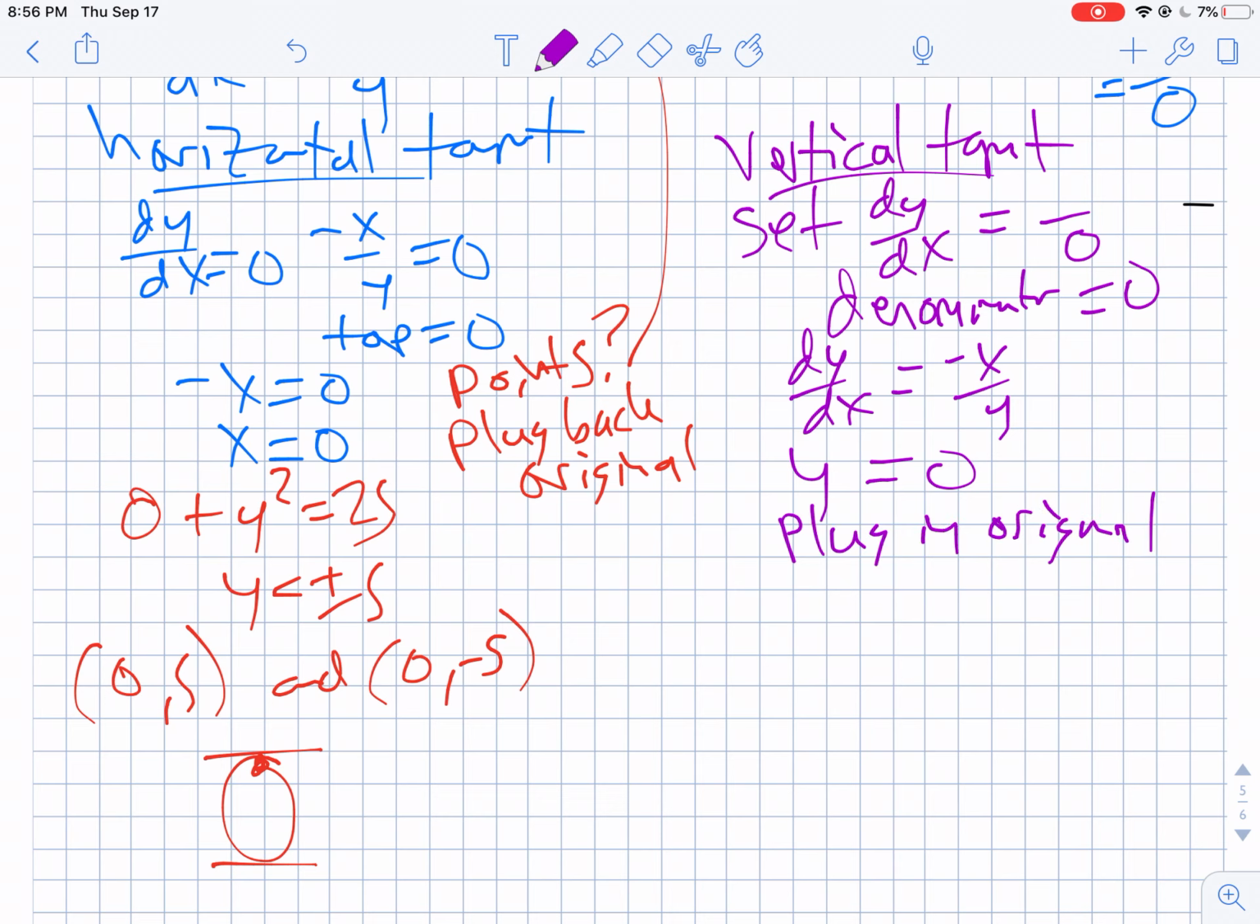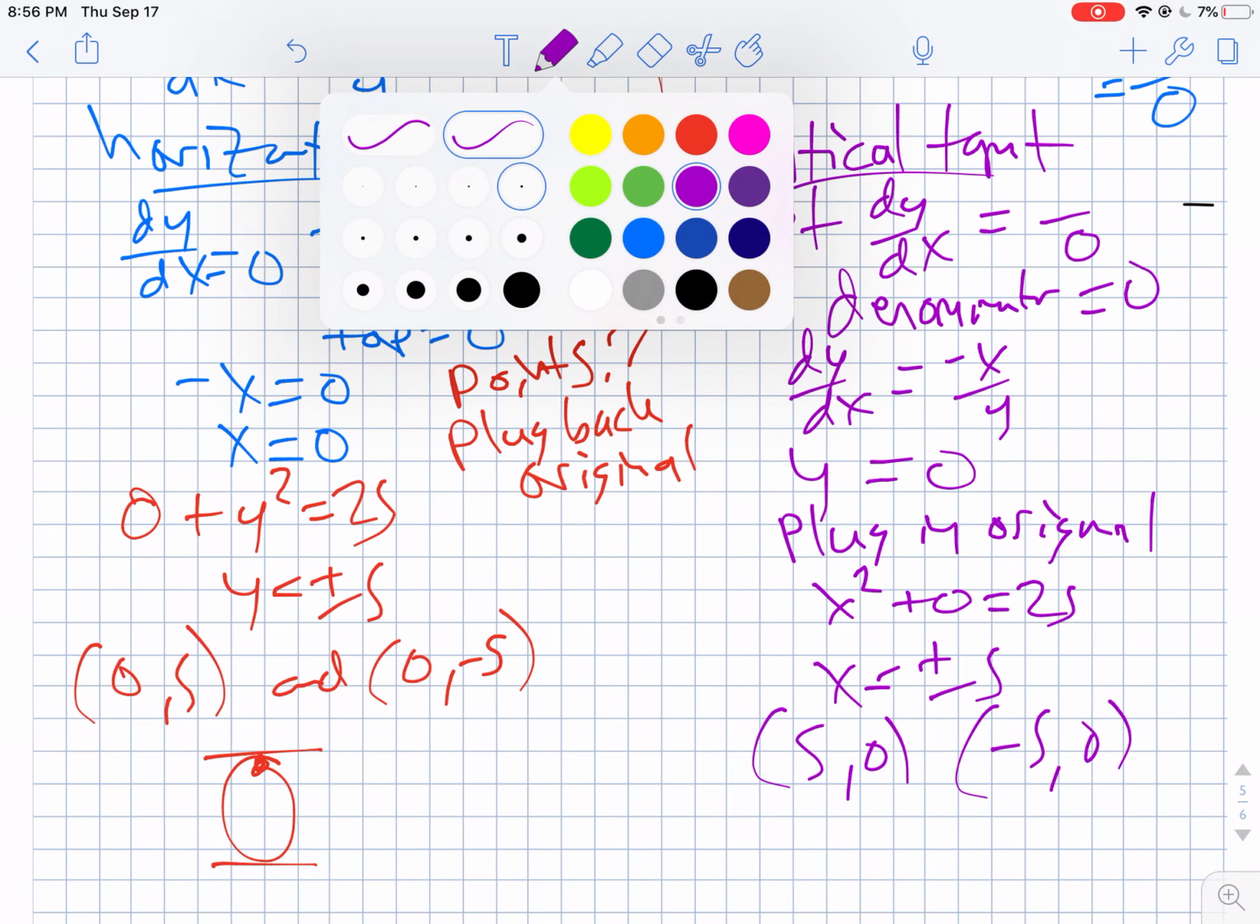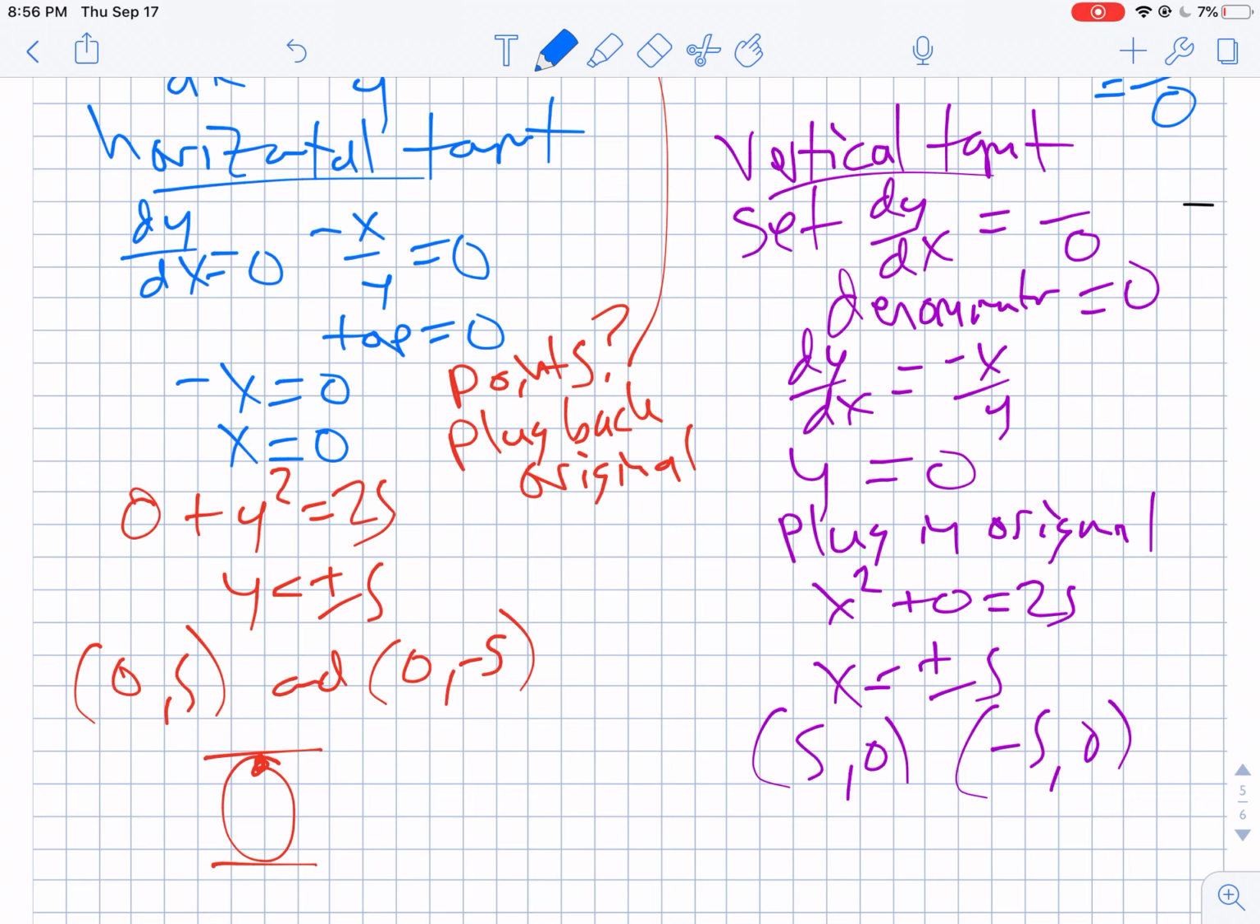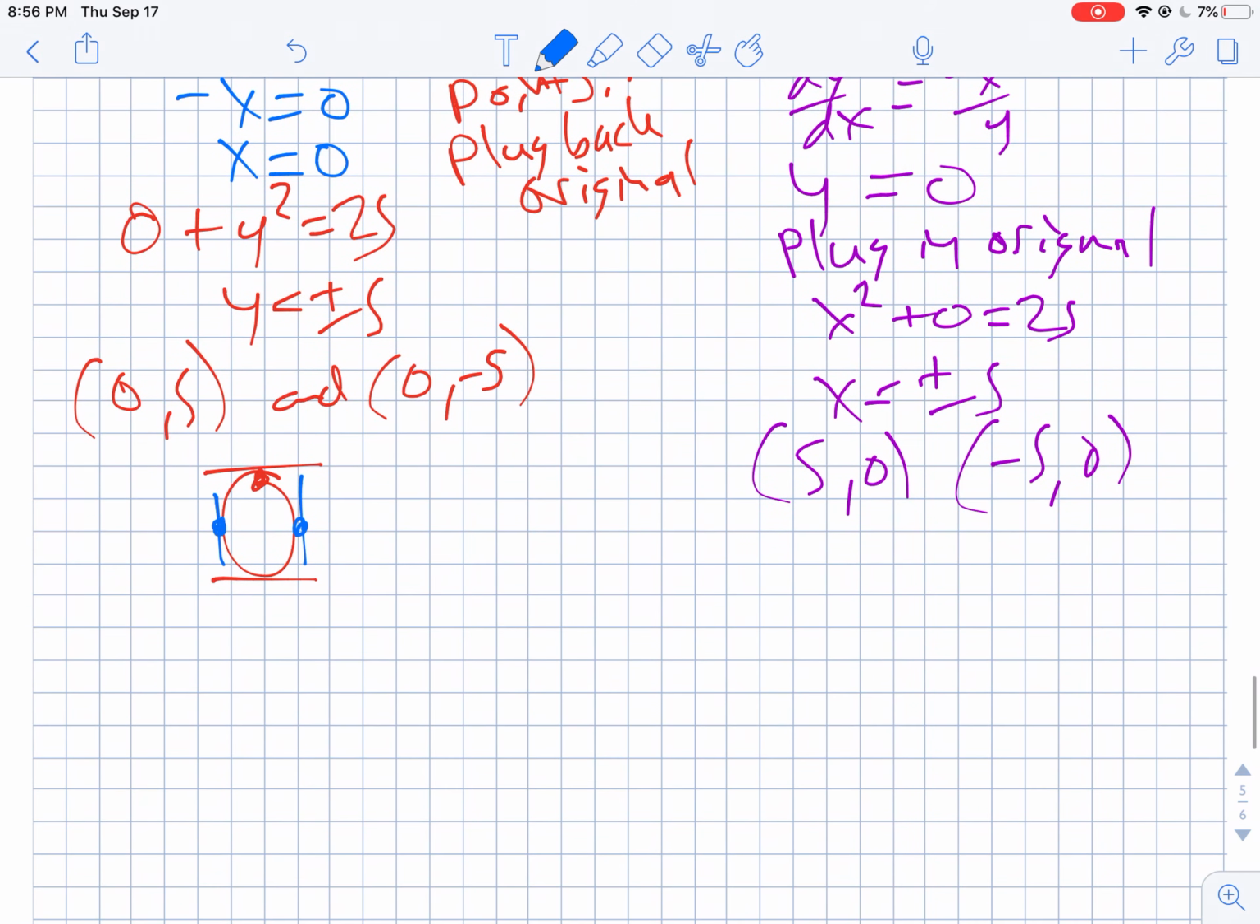So now, again, I plug in the original to get the point. The original was x squared plus y squared is 25, so x squared plus 0 equals 25. So x equals plus or minus 5. So we have (5, 0) and (-5, 0). Again, this makes sense, right? The sides of the circle do, in fact, have vertical tangent lines. Great. So let's take a look at one or two other ones like this.